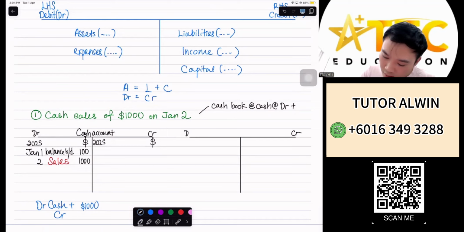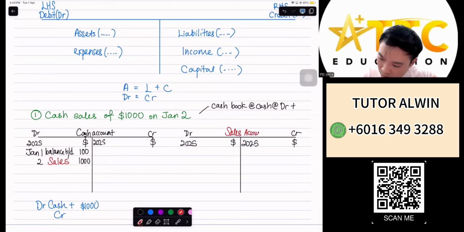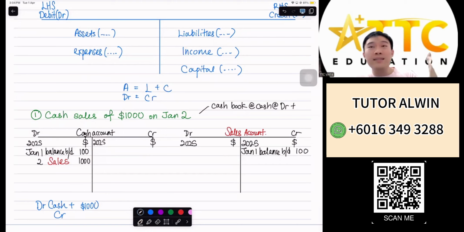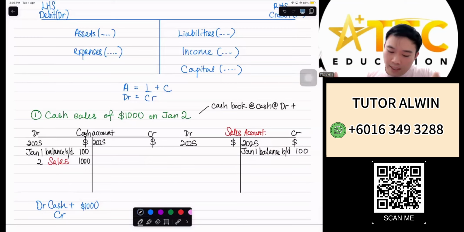Okay, debit, credit, debit, credit. Now let's say our sales account has on January 1 a balance brought down of also another 100. It means last month the sales was 100, so it brings forward to this month again as a new balance. So this month happened a cash sales.